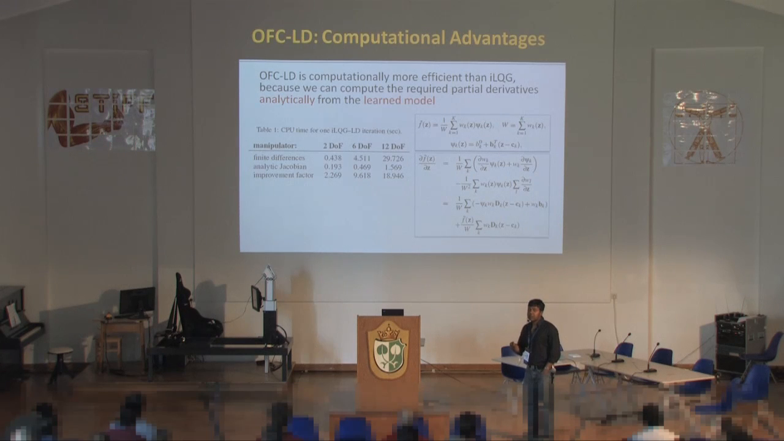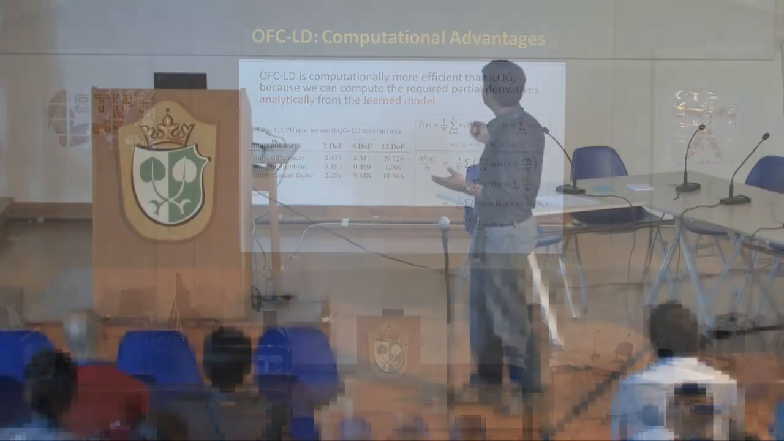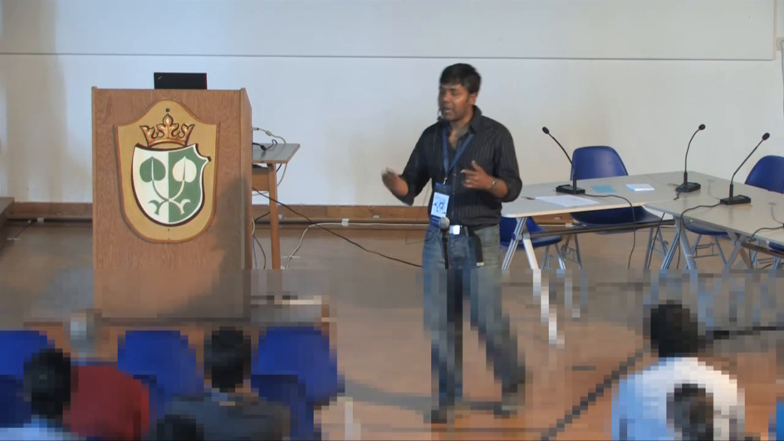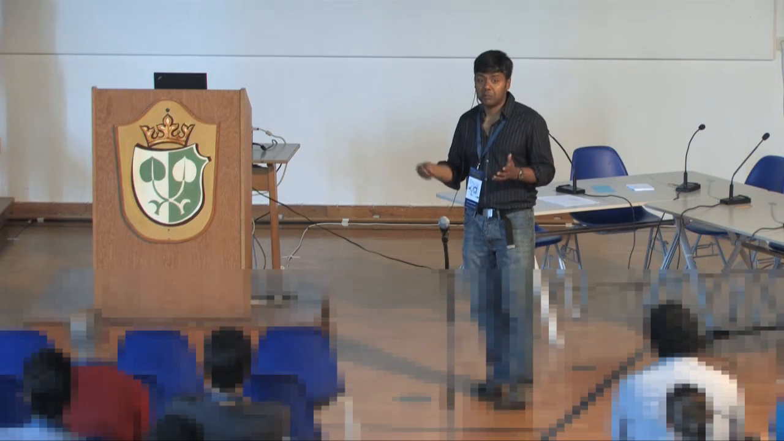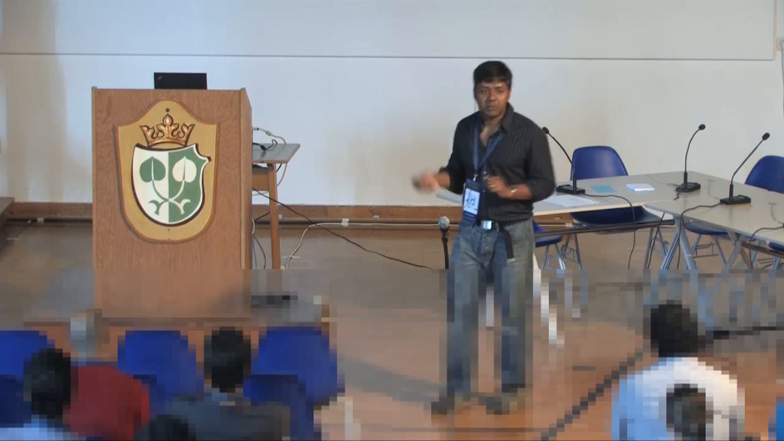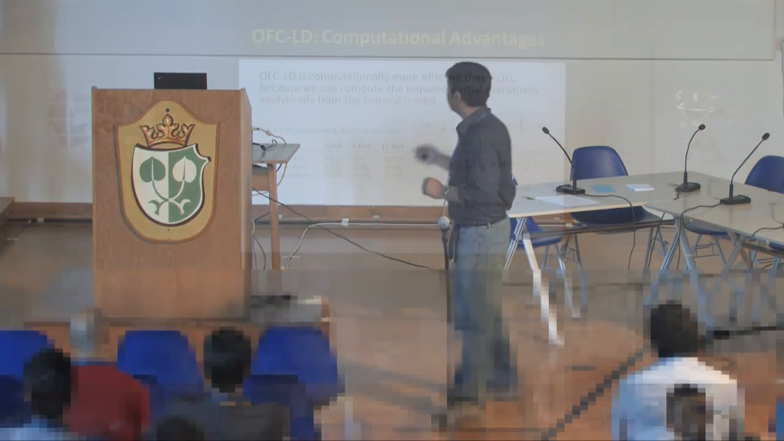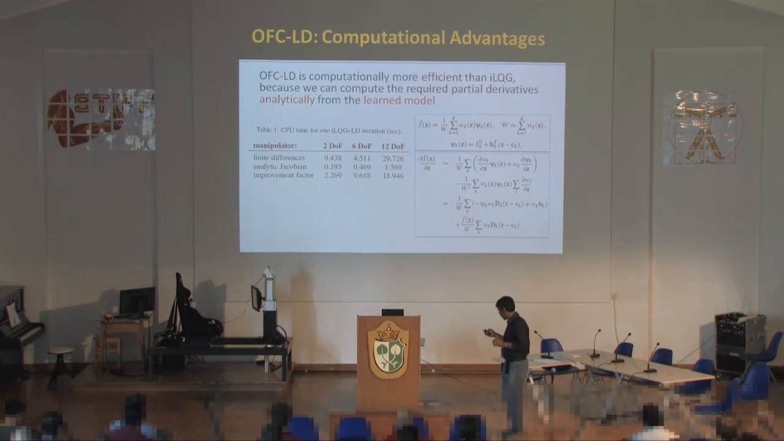But the good thing about representing this learned model using LWPR is that, from the learned model, we get the partial derivatives analytically. So the computations that are required for computing these ILQG updates become much more efficient. Ask me more later if you're specifically interested in this, but this is a side.